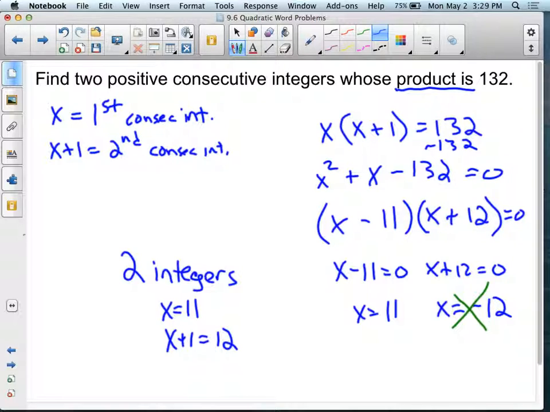And you might notice that the negative 12 is the opposite of the 12 in our answer. Well, negative 12 is still an integer, and if we add 1 to it, we get negative 11. And if you multiply negative 12 by negative 11, you do get positive 132. So it does work in the equation. It's just that they ask for positives, so we get positives.